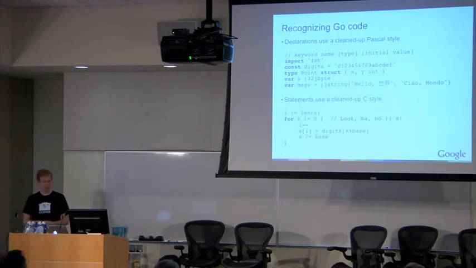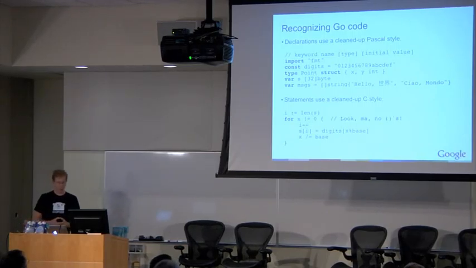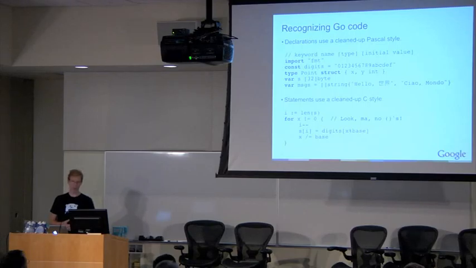Statements, on the other hand, use a cleaned up C style. Why? Because it makes a lot of sense. There's nothing wrong with them, but we definitely cleaned them up a little bit. So the curly braces are mandatory. It's good style. And once you do that, then you can get rid of all the extra parentheses. Also, you will notice that there are no semicolons.